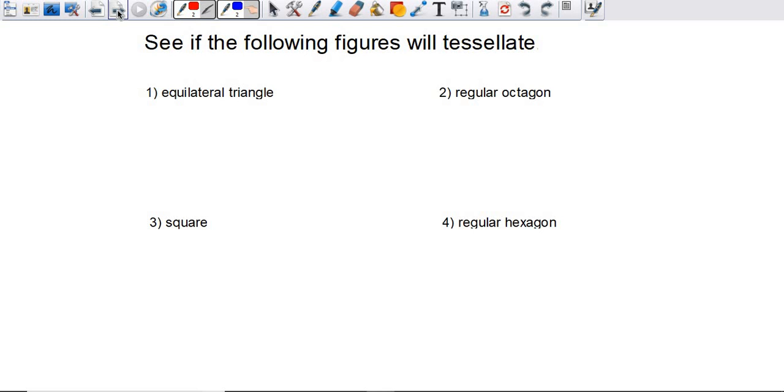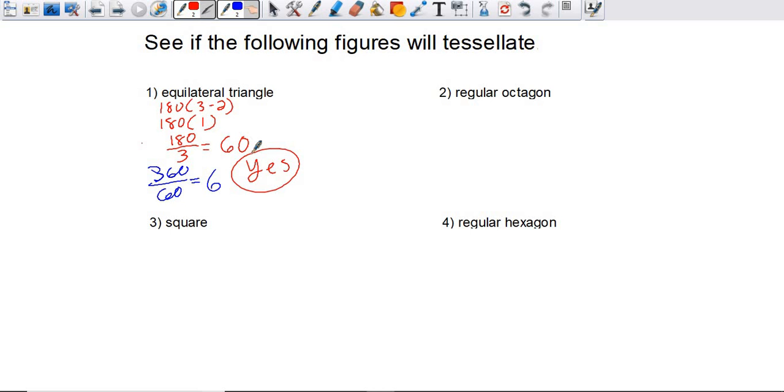An equilateral triangle. So it's a triangle where all sides are equal. So we could use our formula, which is 180 times n minus 2, in this case, 3 minus 2. So we get 180 times 1, which is 180. We need to figure out what one angle is, so we divide by the number of sides, so that's 3. So 180 divided by 3 gives us 60. So if we want to figure out if it'll tessellate, we need to take 360, and we need to divide by 60. When we do that, we get 6. Because that is a whole number, we know that this one will tessellate. Again, if it's a decimal, we know it doesn't, all right?